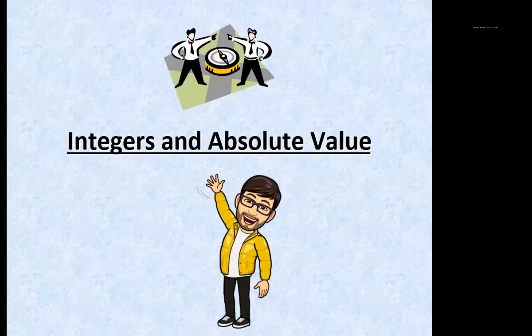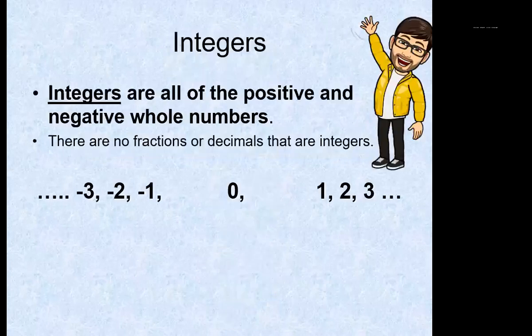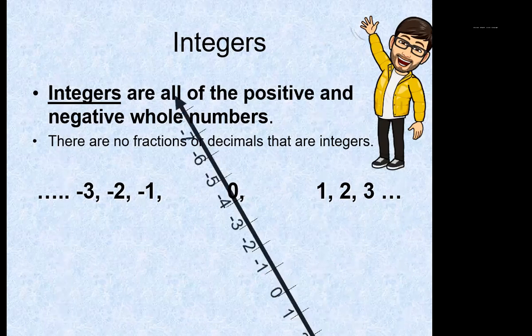Now, what is integers and absolute value? Let's have first the integers. So integers are all the positive and negative whole numbers. So there are no fractions or decimals that are integers. So walang fraction, walang decimal, whole numbers lang. Okay? Example, 0, 1, 2, 3 to the right, and 0, negative 1, negative 2, negative 3, and so on to the left. So the examples of integers.